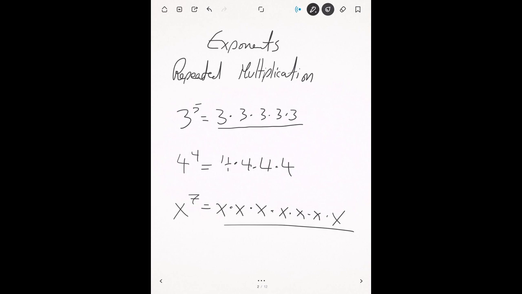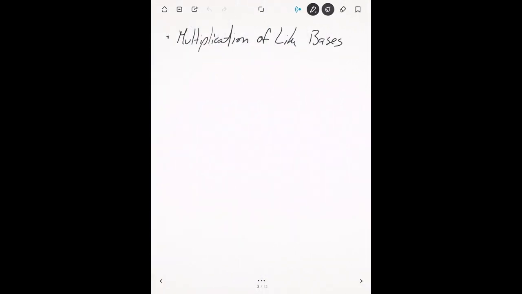Knowing this is what's called expanded form. Knowing expanded form, knowing how to rewrite exponents as this repeated multiplication is going to help us when we need to come up with some different rules, okay? Starting off, we have the rule for the multiplication of like bases.